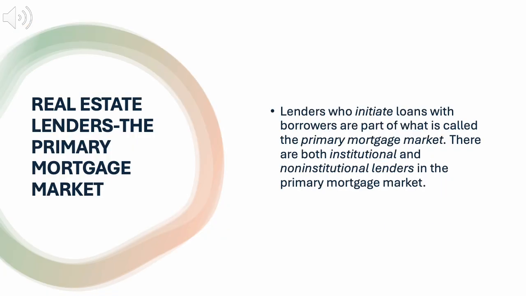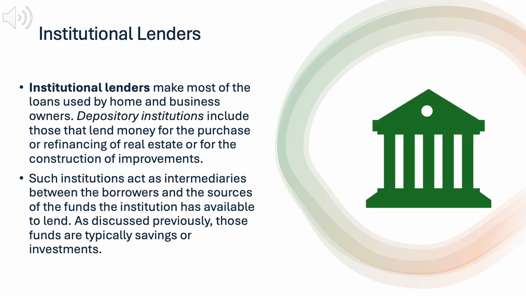Real estate lenders, the primary mortgage market. Lenders who initiate loans with borrowers are part of what is called the primary mortgage market. There are both institutional and non-institutional lenders in the primary mortgage market. Institutional lenders make most of the loans used by home and business owners. Depository institutions include those that lend money for the purchase or refinancing of real estate or for the construction of improvements. Such institutions act as intermediaries between the borrowers and the sources of the funds the institution has available to lend. As discussed previously, those funds are typically savings or investments.